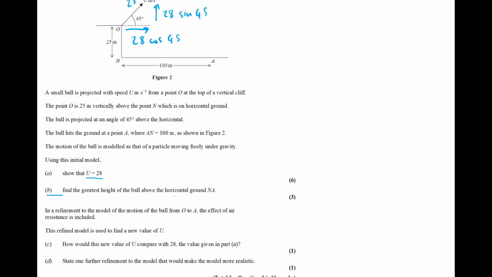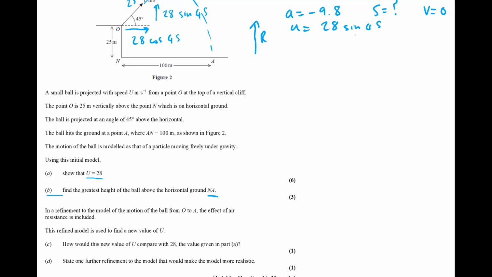Find the greatest height of the ball above the horizontal ground, N to A. So we're finding the greatest height, like so. So we know we have to resolve upwards. I'm going to get a equals minus 9.8. We need s. Think about it, at its greatest height, what do we know? v equals 0. We have u, 28 sine 45.